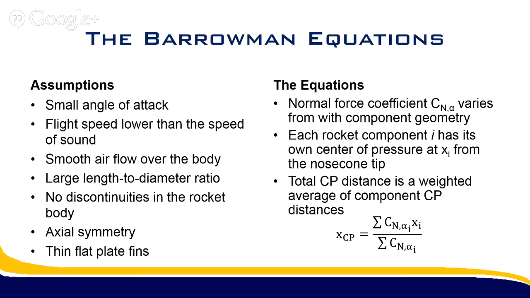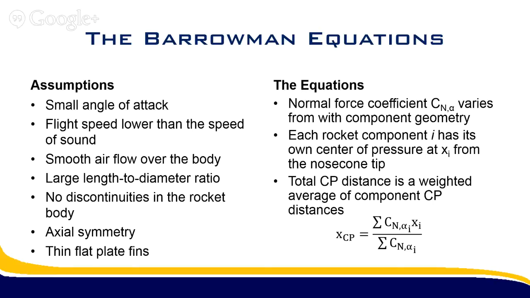We also assume that the flow over the body is at least moderately smooth. That's a decent assumption. It's not always the best, though. We also assume that the length to diameter ratio of the rocket, or the fineness ratio, is fairly large, which is to say that we have a rocket that is taller than it is wide, and doesn't look like a square. We also assume that there's no discontinuities in the rocket body, so everything comes to a nice point. We don't have a flat surface nose cone, or something that looks like a square.